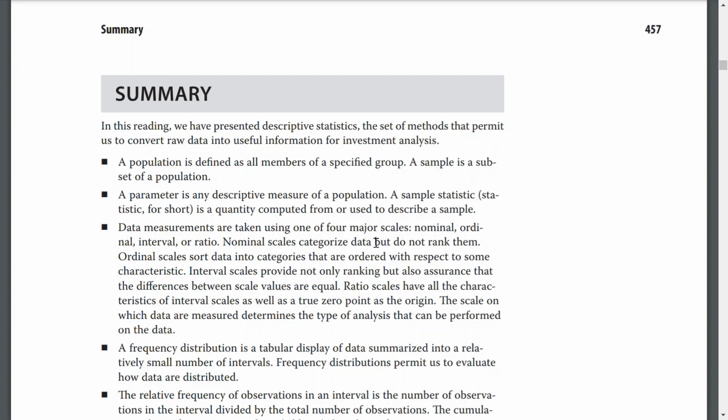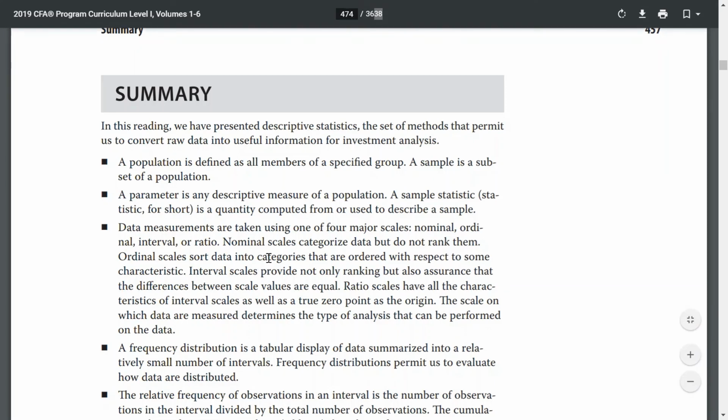Data measurements are taken using one of four major scales: nominal, ordinal, interval, and ratio. Nominal scales categorize data but do not rank them. Ordinal scales sort data into categories that are ordered with respect to some characteristic. Interval scales provide not only ranking but also assurance that the differences between the scale values are equal. Ratio scales have all the characteristics of interval scales, as well as a true zero point as the origin. The scale on which the data are measured determines the types of analysis that can be performed on the data.